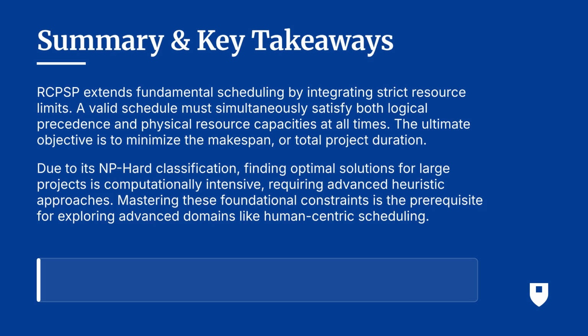To summarize, RCPSP extends basic scheduling by integrating strict resource limits alongside logical precedence. A valid schedule must satisfy both constraints at every point in time. Our numerical example proved that makespan is highly sensitive to job sequencing under resource constraints. Different sequences lead to different levels of resource utilization and parallelism, directly impacting project duration. Because RCPSP is NP-hard, finding the best sequence for large projects requires sophisticated heuristic approaches rather than simple rules.